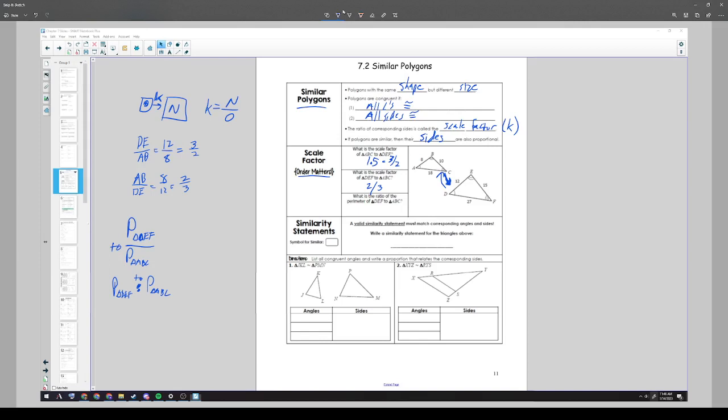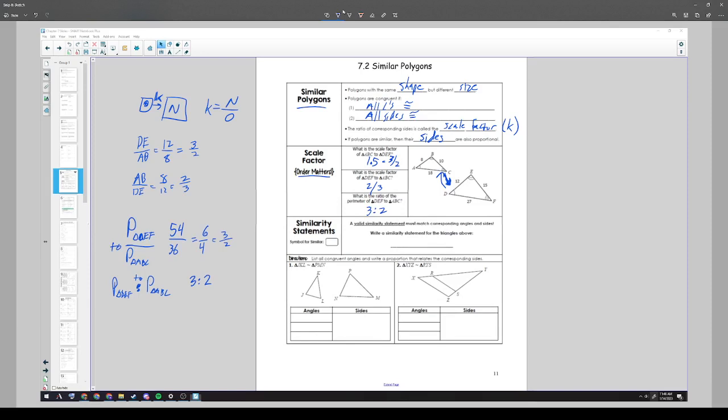So DEF has a perimeter of 12, 39, 54, and ABC has a perimeter of 8, 26, 36. Those are both divisible by 9, so I could do this as 6 over 4. And then that further simplifies to 3 halves, which is really meaning a ratio of 3 to 2. So I could also write it this way. So my ratio is 3 to 2.